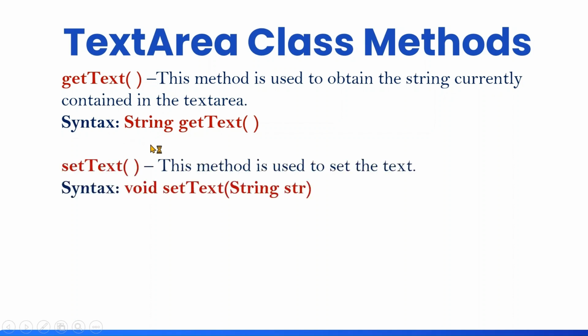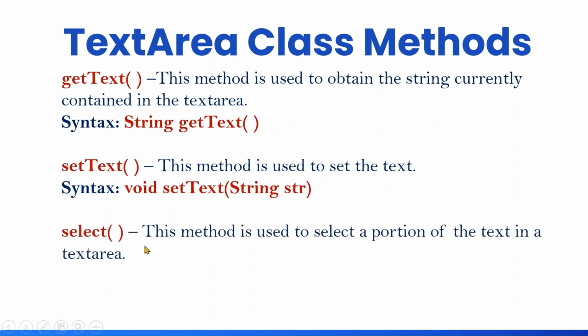Now if you want to set some new text for a text area, you can apply the setText method. This method is used to set the text for the text area, and you need to give the string. Whatever string you give will be applied to the text area. If the text area is already holding some text, then this will override that. Otherwise, it will be stored into the text area.